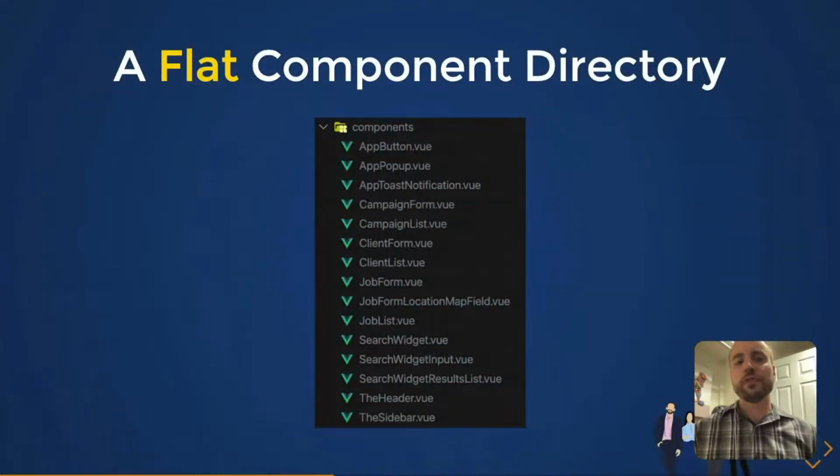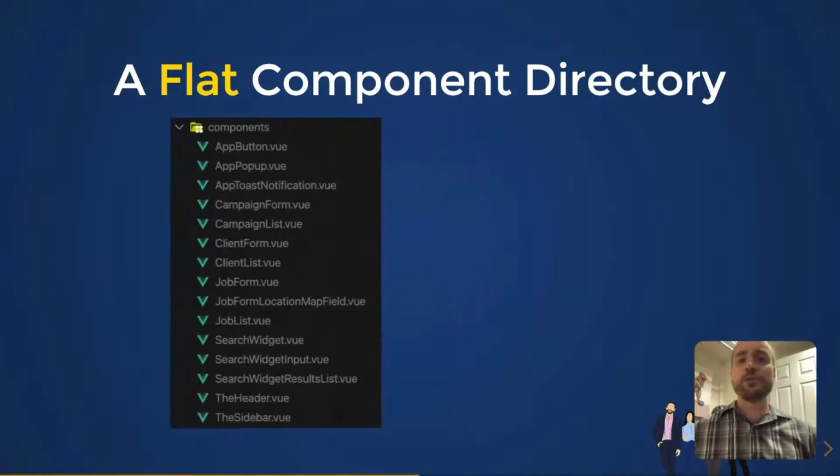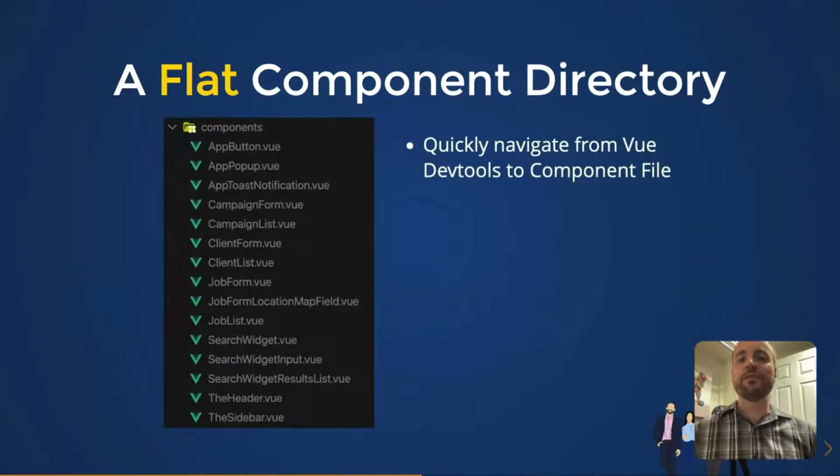Alright, so my first recommendation for your personal or team standard is a flat component directory. Now, I know some of you might look at this and think it seems a little crazy, but just hear me out and don't tune out just yet. I think there are a number of different benefits that the flat component directory provides. The first one is that you can quickly navigate from the Vue DevTools to the component file. You just look at the component name in the DevTools, and then you can go directly to it in your file structure without having to browse through different directories. They're just all in that flat components directory, listed alphabetically for you.